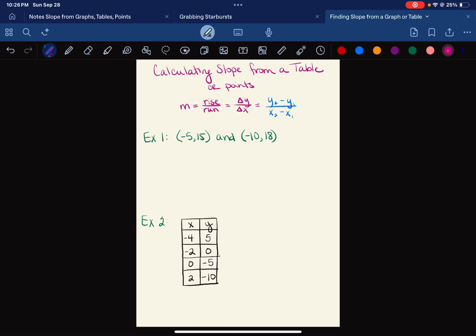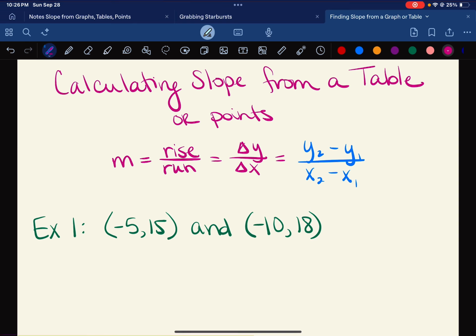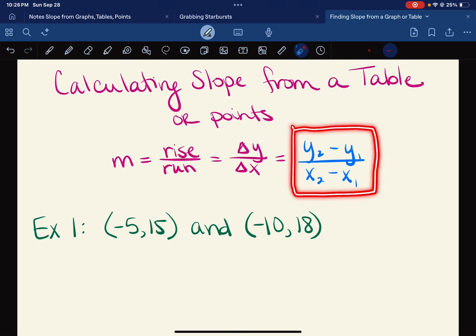All right? Now, what are we going to do if we have some points or if we have a table of values? Well, slope is still going to be rise over run. It's still the change in y over the change in x, but we can also use this formula. And if you're in Texas and you have to take the Algebra 1 STAAR test, this formula is provided for you on your Algebra 1 STAAR chart, okay?